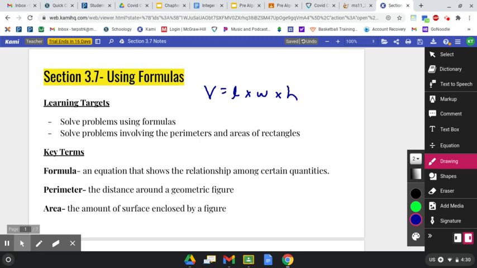All right, a formula is an equation that shows the relationship among certain quantities, right? Where our volume is related to the length, width, and height of an object. We're going to find a perimeter formula, but perimeter is the distance around a figure. Since it's a distance, it's a single dimension, right? Like you could say the perimeter of that figure was 25 feet. Where area is the amount of surface enclosed inside, and so you need two dimensions for that.